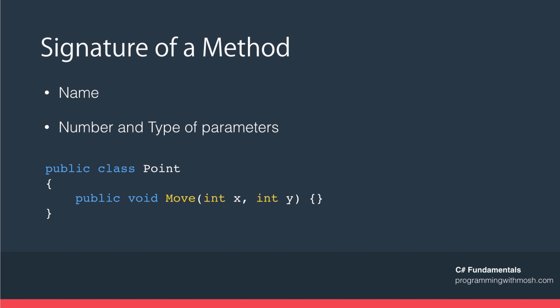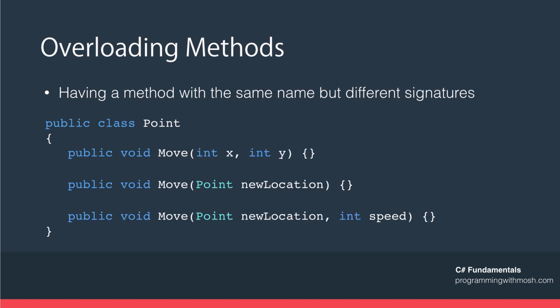A concept that goes hand in hand with the signature of a method is overloading. So basically overloading means having a method with the same name but different signatures. Look at this example here. We have a point class with 3 move methods. Imagine this point represents a point on the screen, and we would like to move this to a different location.